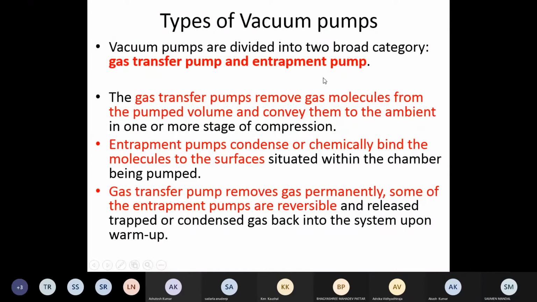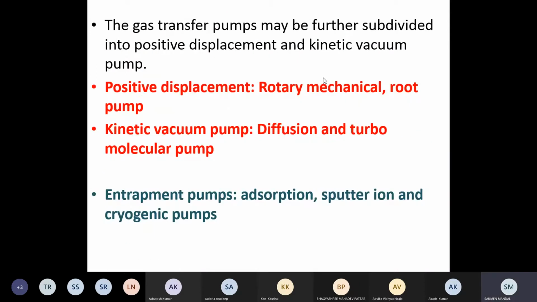Examples of entrapment pumps are absorption, sputter ion, or cryogenic pumps. These are some special pumps, as I told. I'm not going to talk about them in detail, but I'll talk briefly about the rotary mechanical pump, and the diffusion and turbomolecular pumps, because around the world most thermal deposition units use the rotary mechanical pump and the diffusion or turbomolecular pump.